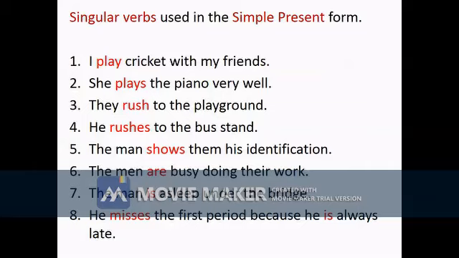And finally in sentence 8, we see that he misses. Misses. And you notice the es added because the subject he is third person singular.